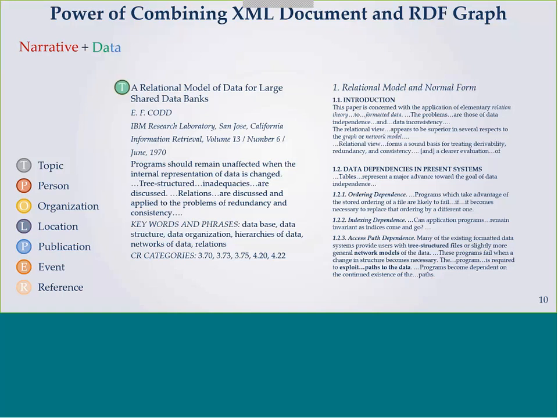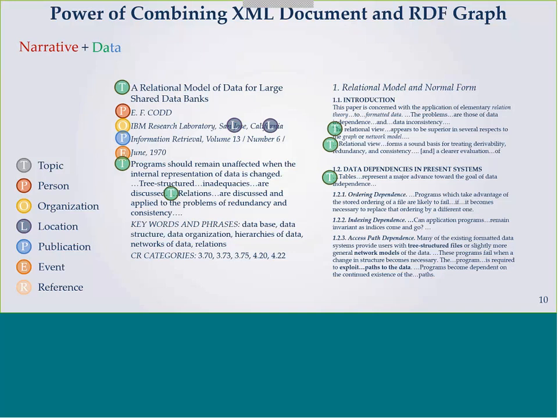So we have to mark it up. So we go and we say, hey, I'm marking up this sentence here, "A Relational Model of Data for Large Shared Data Banks," is a title. I'm saying E.F. Codd's a person. I'm saying IBM Research Laboratory is an organization located in San Jose, California. This is a publication, Information Retrieval, this journal. And it was published in June of 1970. That's a date, and that's an event.